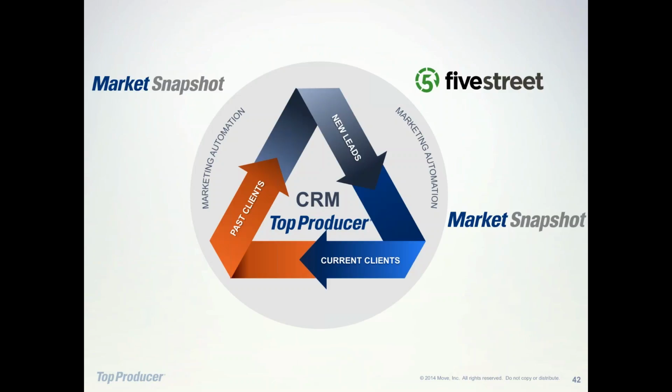So really, when you look at it, Top Producer is your CRM that's helping you manage those various relationships through the differing stages of the home buying cycle. But then you can complement that. You can add Market Snapshot, as you heard from Tom and George, as a great way to provide relevant content and answers to questions that your leads and clients are asking and looking for. Market Snapshot can be an automated way in which you can do that.